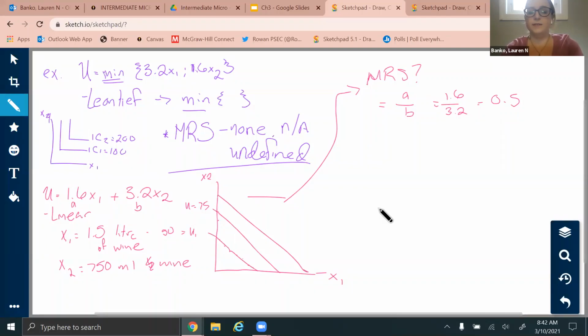So again, this is representing the slope of all of these indifference curves. They have the same slope and they're parallel to one another. So the slope is constant. And this MRS is how willing we are to really trade between these two goods, how much of one we're willing to give up of the other. That's what we're looking at.